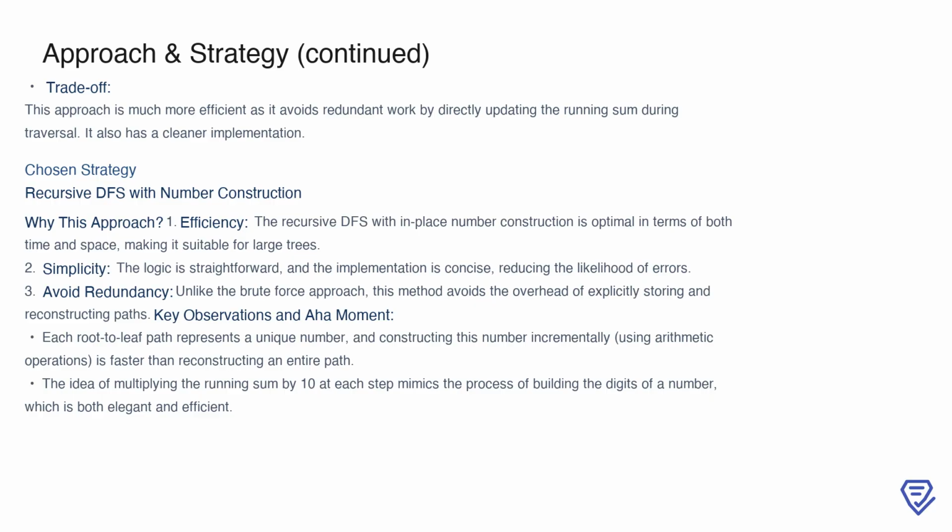One of the key insights here is that each root-to-leaf path represents a unique number, and constructing this number incrementally by multiplying the running sum by 10 at each step is both faster and more elegant. This approach not only mimics the way numbers are built digit by digit but also eliminates unnecessary work.